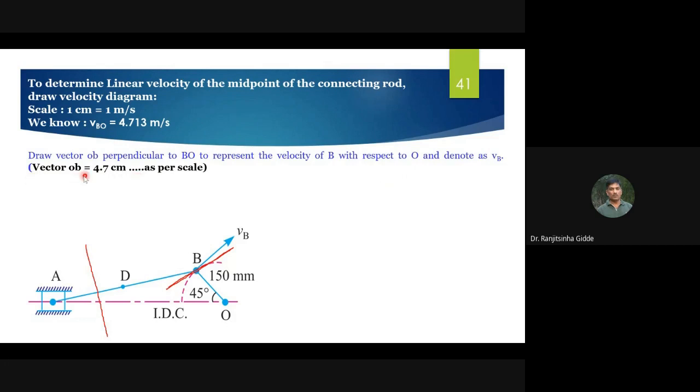So vector ob is equal to 4.7 centimeter as per the scale. Based on the scale we have selected, the length for vector ob will be 4.7 centimeter. So we need to draw a vector like this. Okay, draw this.